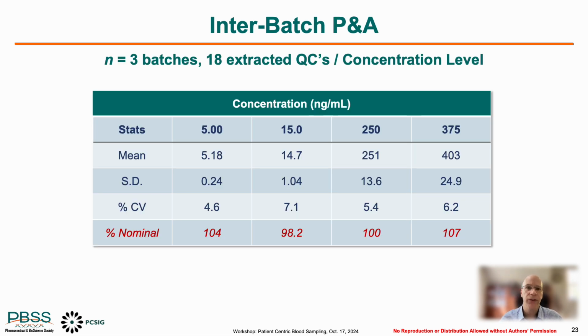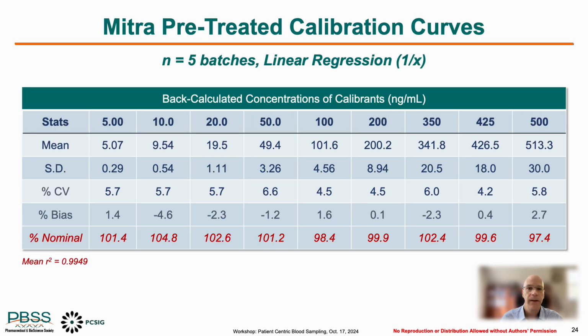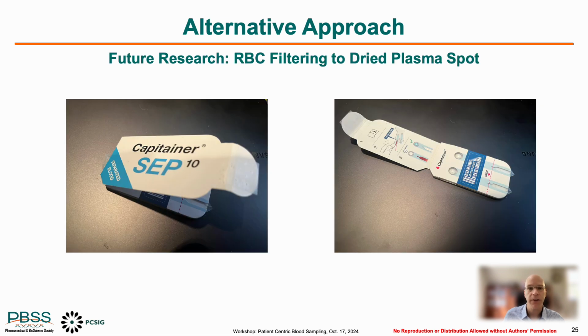The validation results for between run precision and accuracy exemplified here for 3 batches containing 6 QCs per concentration level, and each batch also sailed through in meeting acceptance criteria. And the calibration curves from 5 batches used to support validation assessments and sample analysis also met all acceptance criteria with a mean correlation coefficient of 0.9949. So at the end of the day, a very robust assay, fully validatable and able to support study samples.